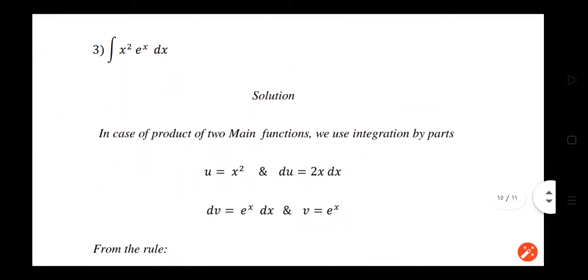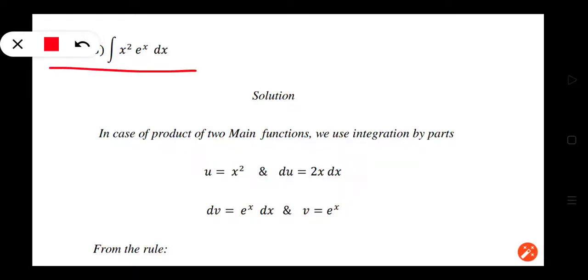Example 3: we have two functions, exponential function and x power 2.